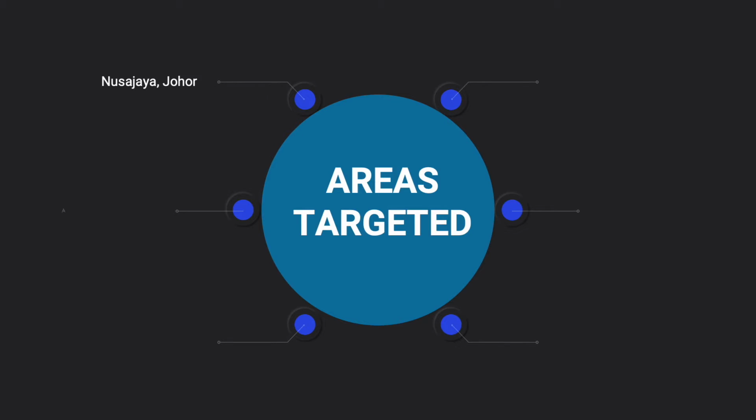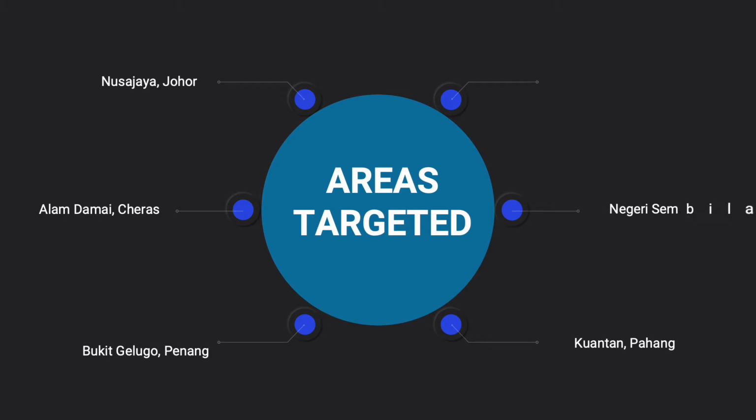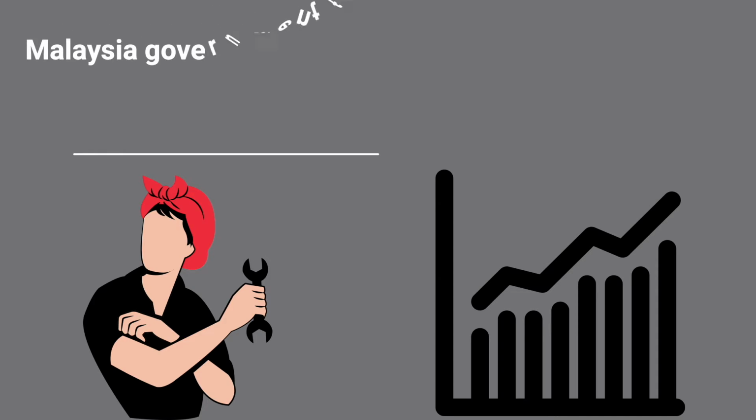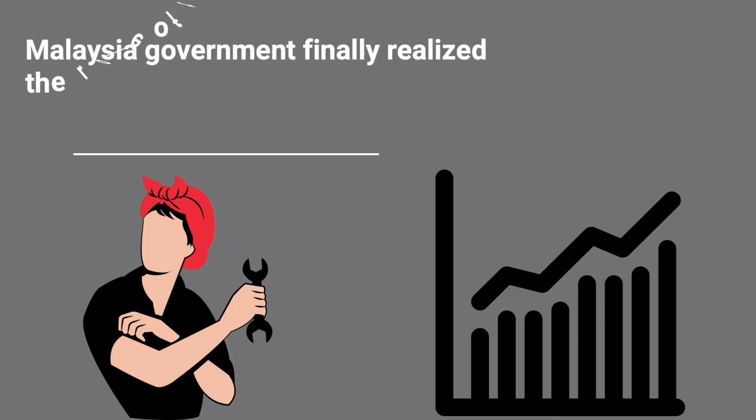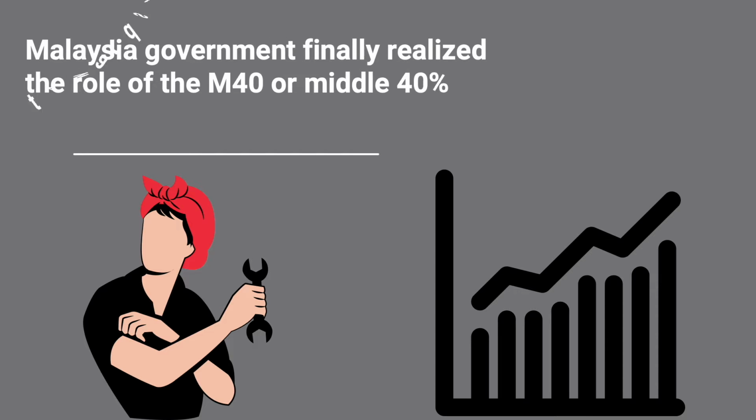According to the Malaysian government in 2013, there are areas in Malaysia that have been identified to undergo vigorous stages of development, which are Nusajaya Johor, Alam Damai Cheras, Bukit Gelugor Penang, Kuantan Pahang, Negeri Sembilan and finally Seremban. Finally, the government of Malaysia realized that the M40, or the middle-income 40%, has undeniably become the driving force of Malaysia's labour sector. Hence, the government realized the role and contribution of this group towards the growth of Malaysia's economy.